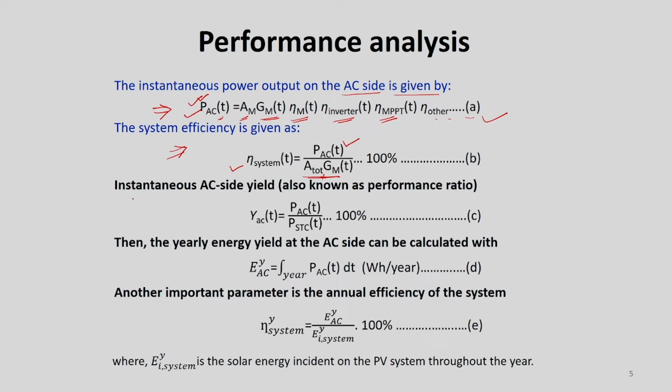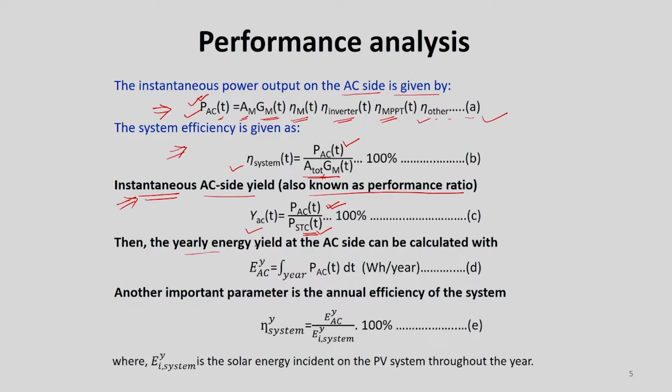Now, instantaneous AC side yield is known as performance ratio; this is instantaneous, we should keep in mind. This will be something like P_AC to the STC, meaning standard test condition, the amount of power delivered by the PV array. And this is the AC output. It takes care of all the losses.